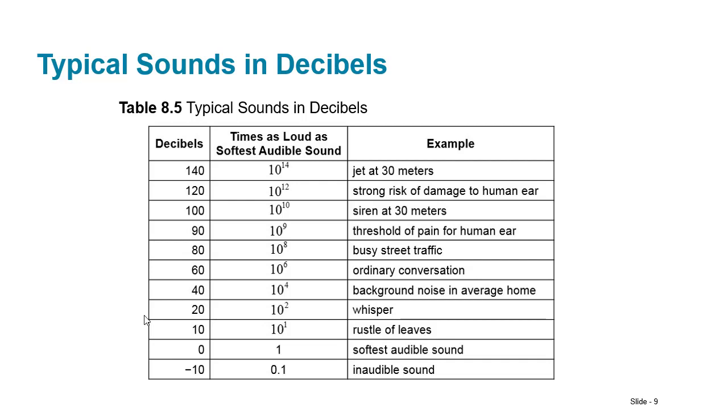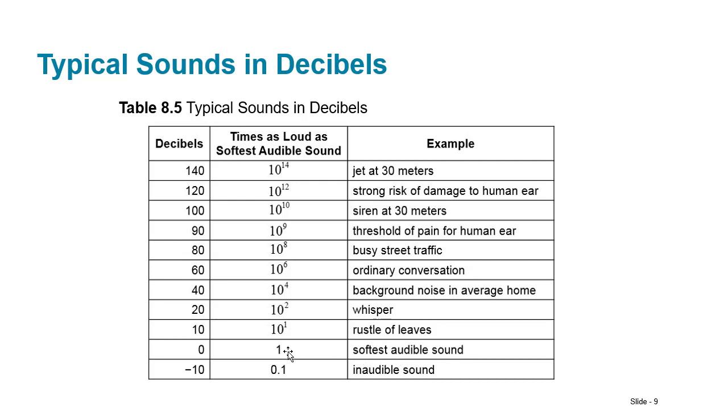So here are some common sounds and their decibels. 140 decibels, or 10 to the 14th times as loud as the softest audible sound, is a jet at 30 meters away. An inaudible sound comes out at -10. The softest audible sound comes at 1.